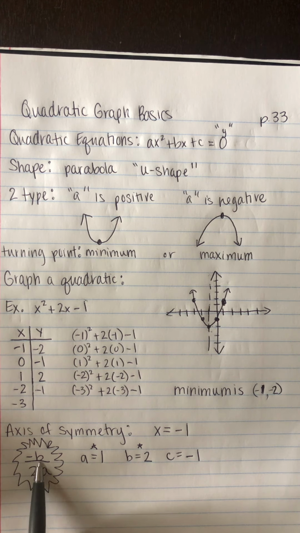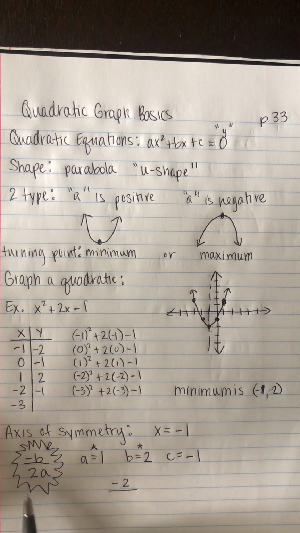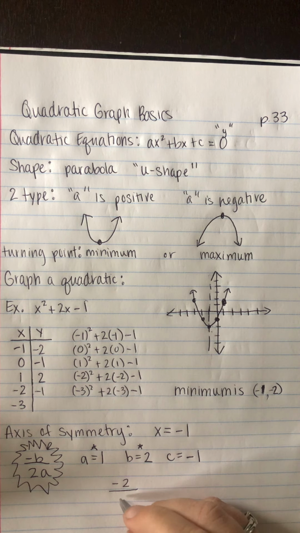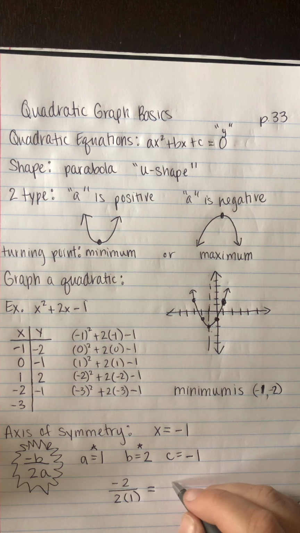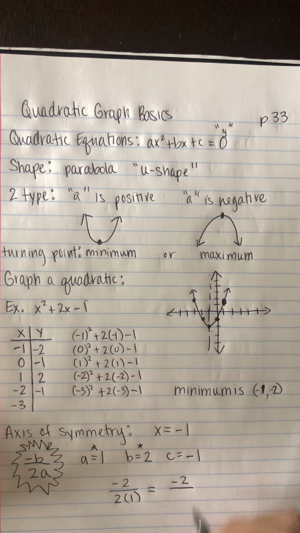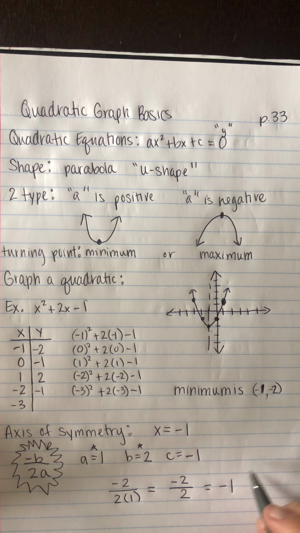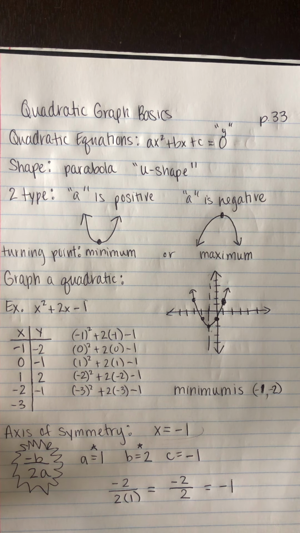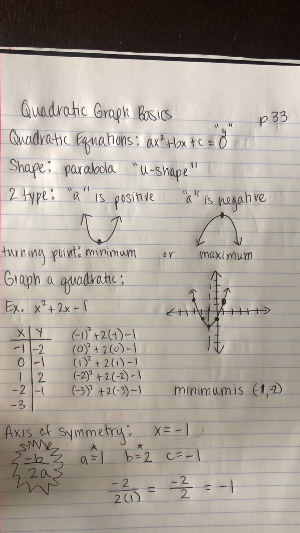And we're going to set it up into this equation. So it says the opposite of b. So we're going to put in -2 over 2 times a, so 2 times 1. And we're going to simplify. So we have -2 over 2, which is going to give us that -1. And we always want to set that equal to x. It's our x value here. All right? So our formula, -b over 2a, is going to yield -1. That's our axis of symmetry. That's x equals -1.